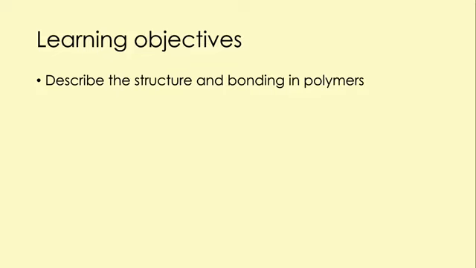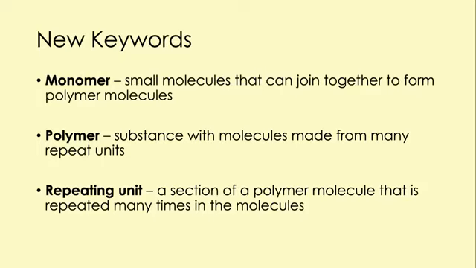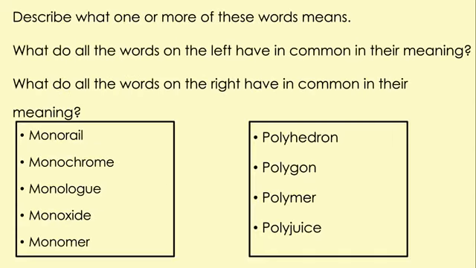Right, learning objectives. You need to be able to describe the structure and bonding in polymers. So keywords we need to know, I'll let you copy these down into your notes. A monomer is just a small molecule that joins together to make polymers. Polymers are big long chain molecules, but they're made from monomers, which are small molecules. And those monomers form the basis of the repeating unit. Each polymer has a repeating unit which is repeated many times, but we'll look at that in more detail on the next few slides.